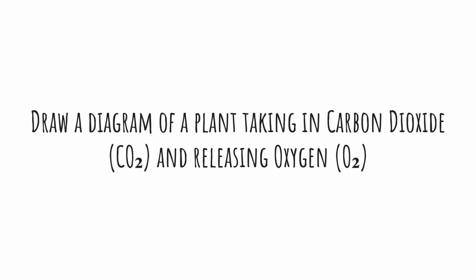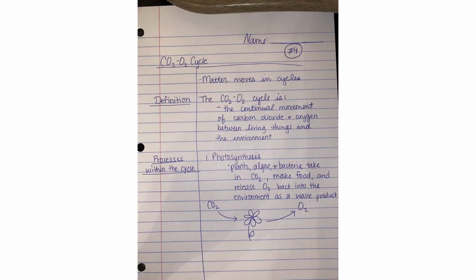Now, at this point of your notes, if you have the printed off notes, it does say draw a diagram of a plant taking in carbon dioxide and releasing oxygen. You can do that there. If you're doing the handwritten notes, you do need to include a diagram as well. So you can see I have that included down here. And printed people, you could include the same diagram. It really doesn't matter, but both people need to have them.